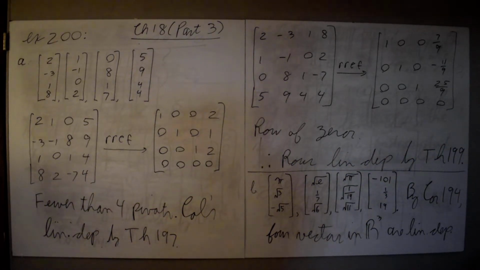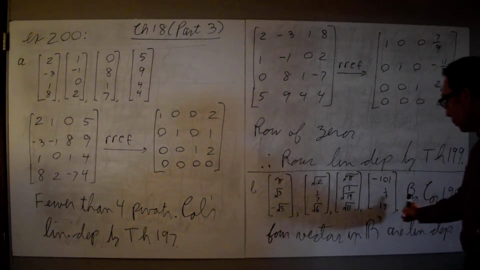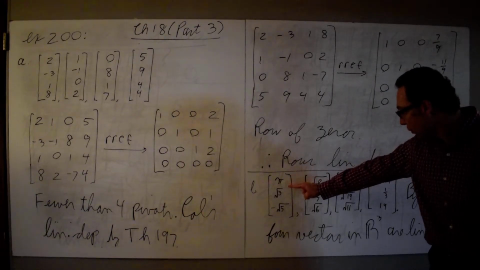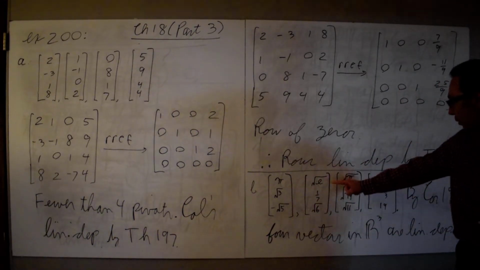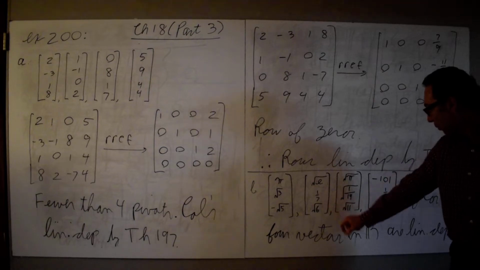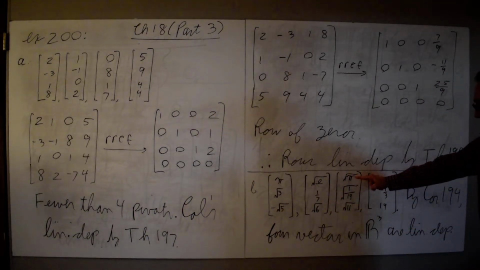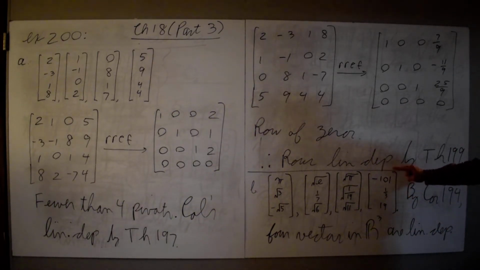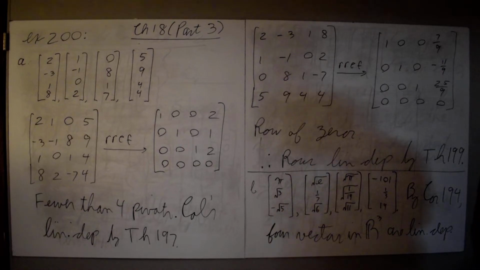Part B, we have these 4 vectors with very unfriendly components to them. So we look at this, we have pi, square root of 3, negative square root of 5. Square root of e, 1/7, square root of 6. Square root of pi, square root of 1/19, square root of 11, negative 101, 1/3, 19.